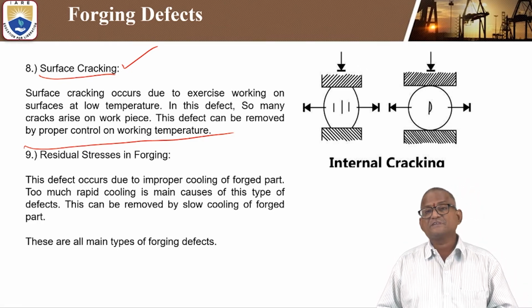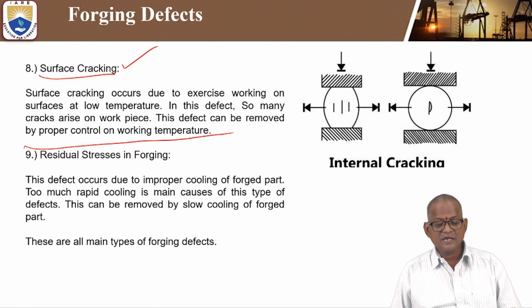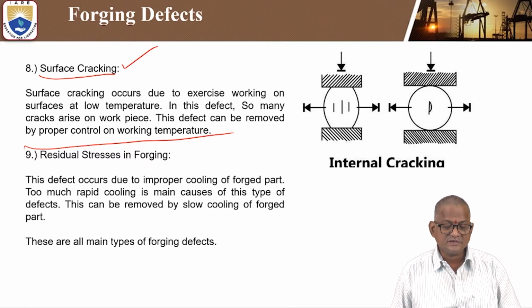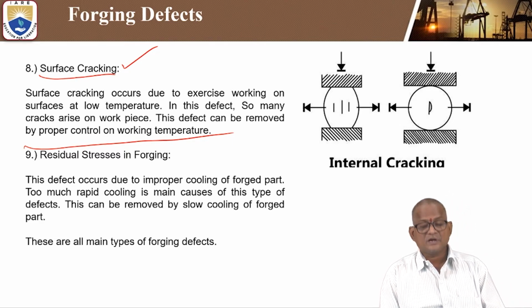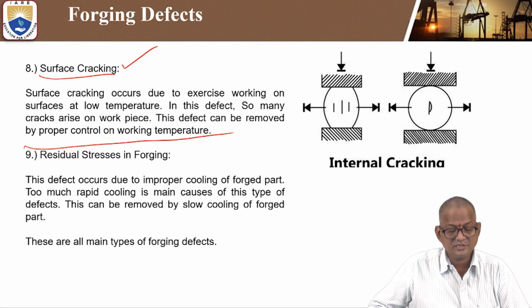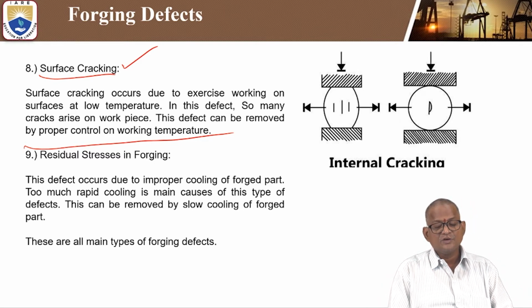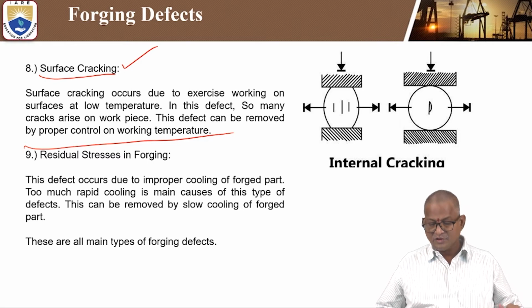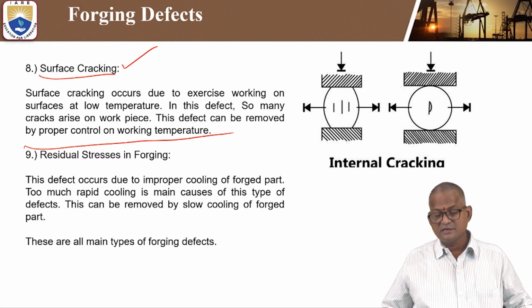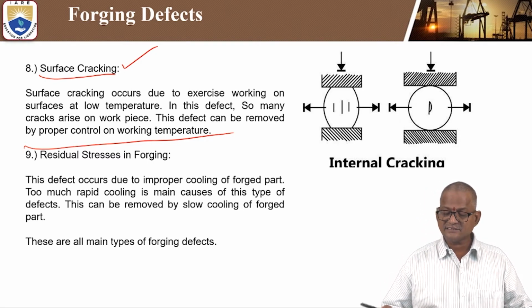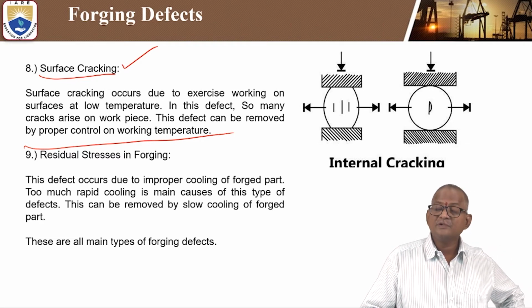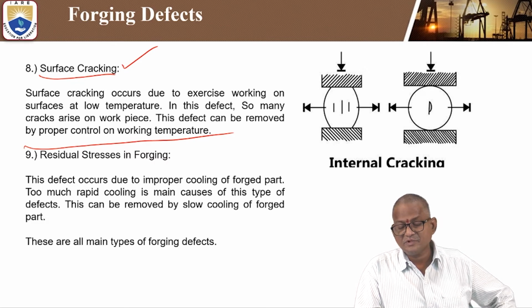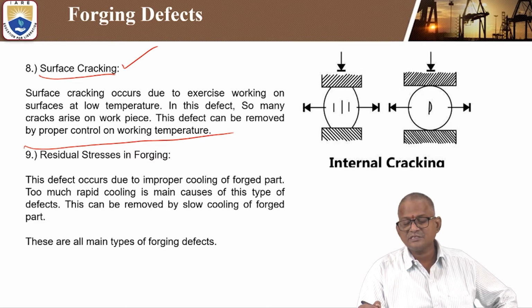By type of defects, the main causes of this type of defect can be removed by slow cooling of the forged part. So these are all the main types of forging defects. And for surface cracks, how can they be fixed? At the bottom of the workpiece there will be a roller, and you can rotate it.